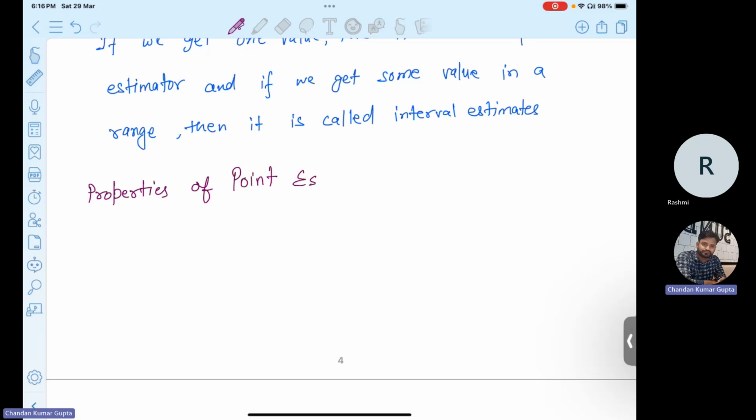Properties of point estimators. Okay, so there are many properties, some of which are unbiasedness. The estimator should be unbiased, and consistency. Okay, let me write first sufficiency.